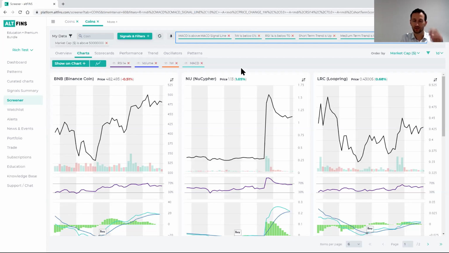But more interestingly, on the left-hand side here, you see that MACD is above MACD signal line. So there's a bullish MACD crossover, okay? Also says that 1 week performance is less than 0%. So that means it's negative in the last week. And also that RSI is below 70. So it means that it's not overbought, okay?